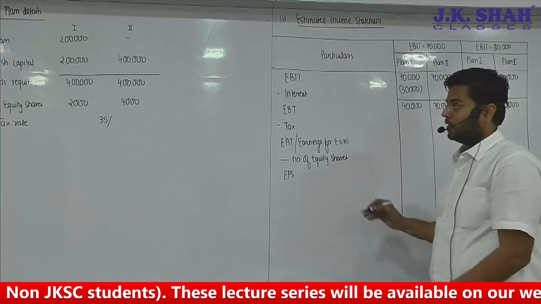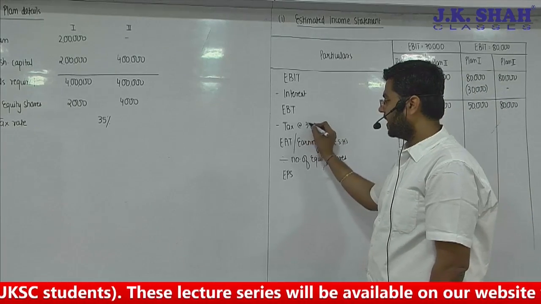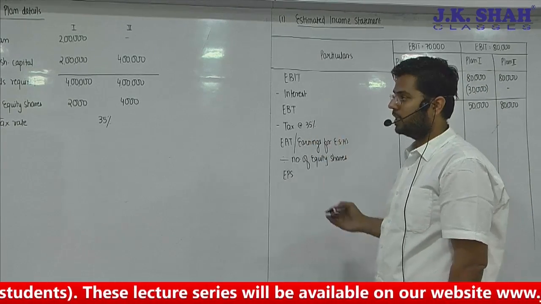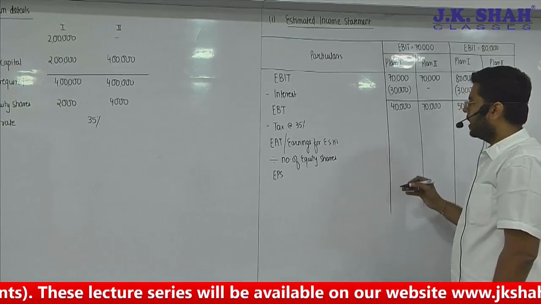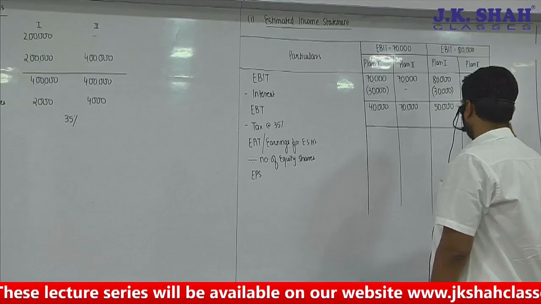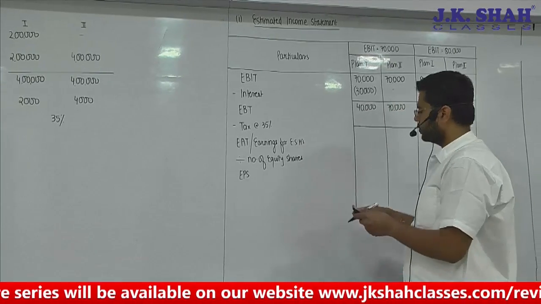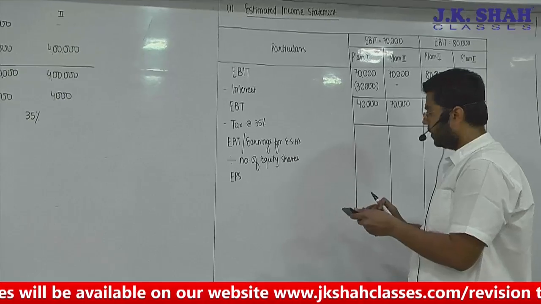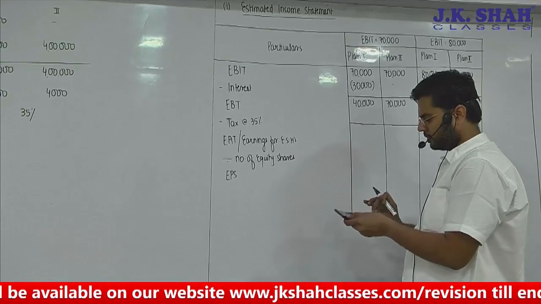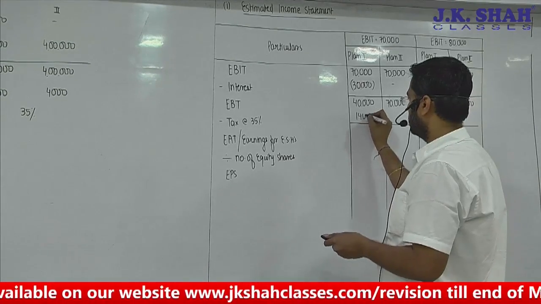The applicable tax rate also, friends, as I told you, we can get it from our table. So that's going to be 35%. Now, we can compute the tax amount by applying the rate of 35%. So we can say 0.35 into 40,000. So that's going to be 14,000 of tax here.